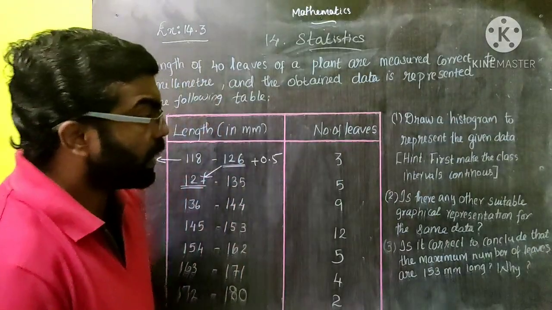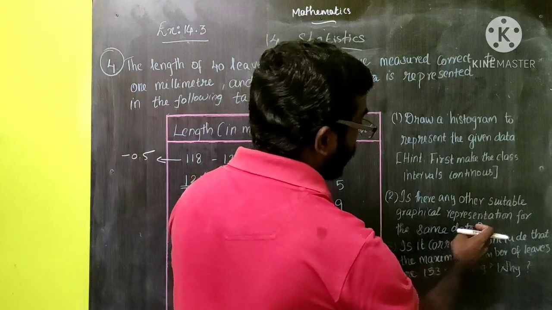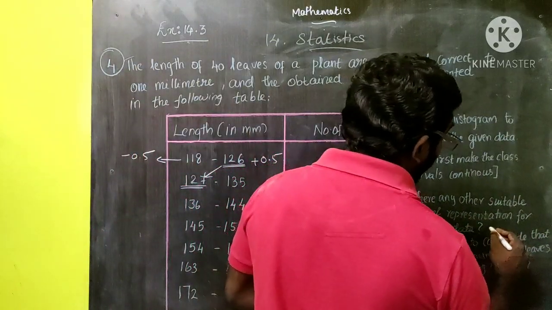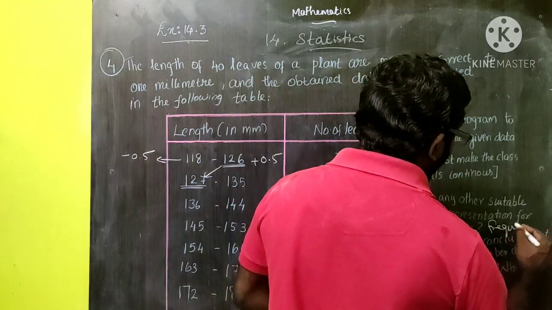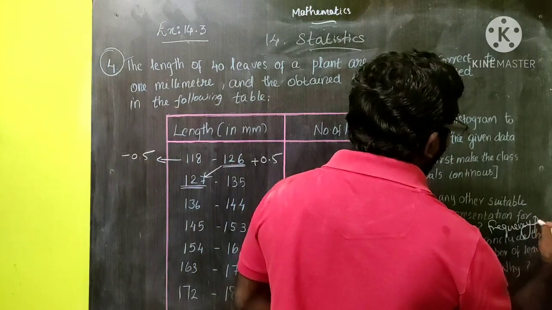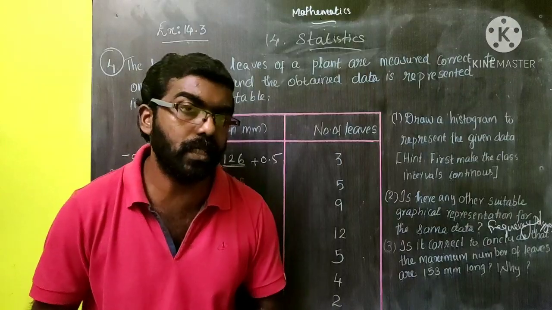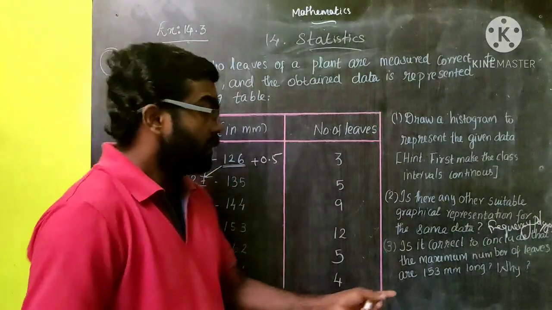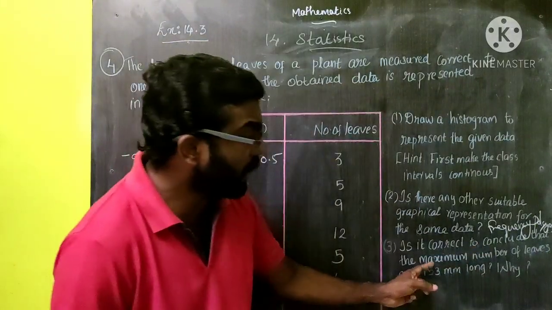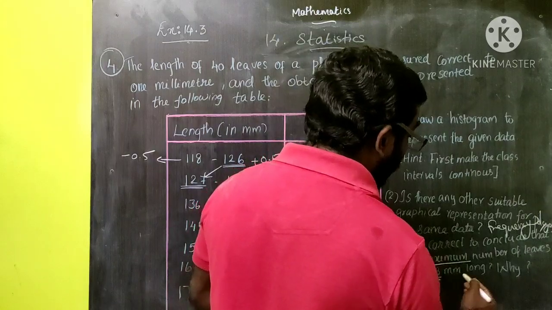Then the second sub question. Is there any other suitable graphical representation for the same data? We can draw a frequency polygon, but it is deleted from our syllabus. So that is the answer, frequency polygon. Another type of graphical representation is the frequency polygon.